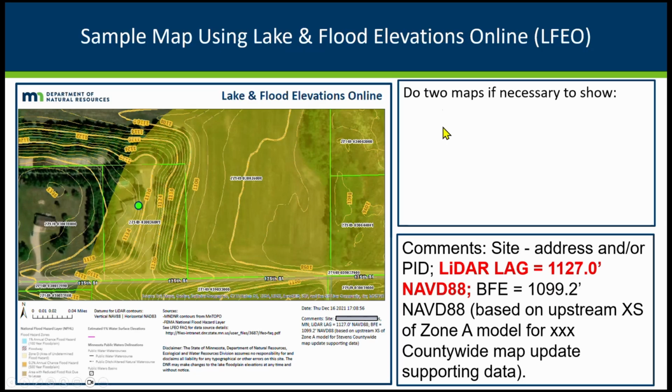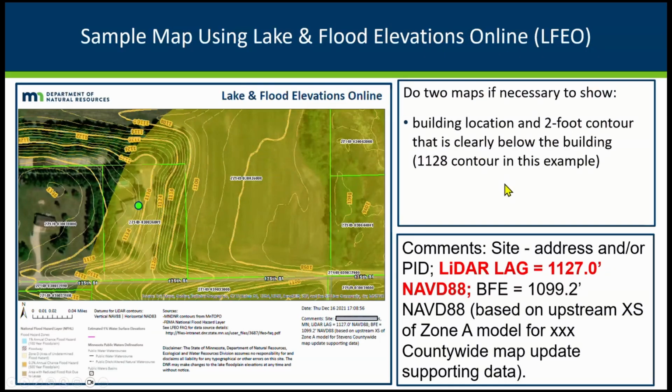And sometimes you need to do 2 maps to be zoomed in enough to see the contours next to the building. And then you also need a separate one that shows the upstream and downstream cross-sections to show the BFE if you're using those BFE lines for the A-zone cross-sections.